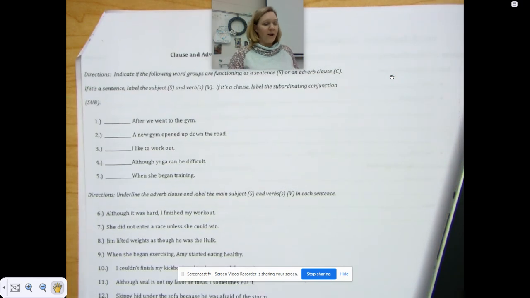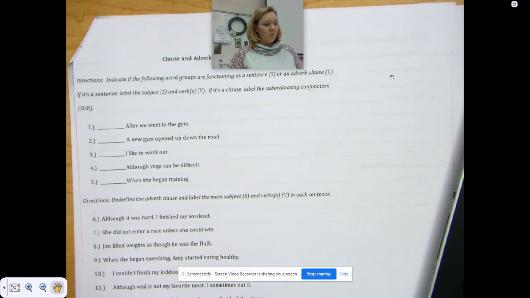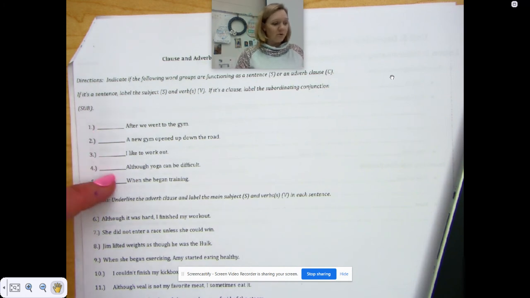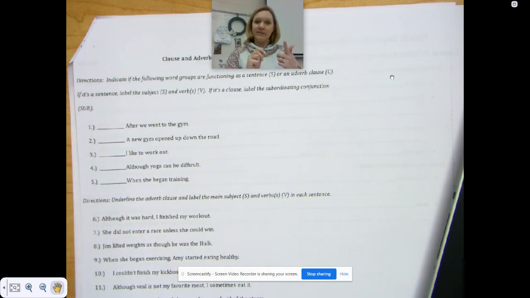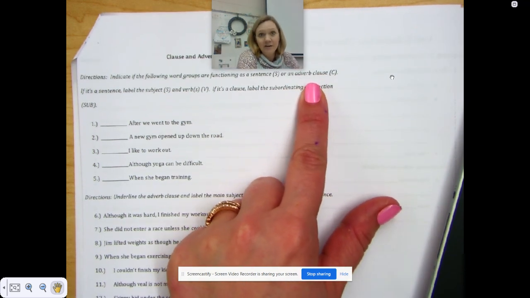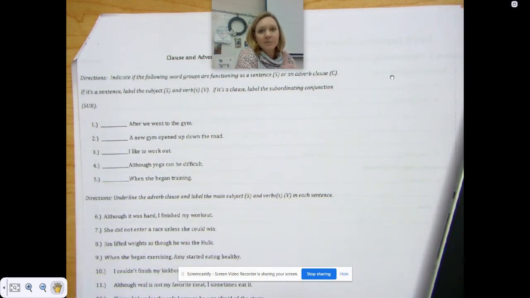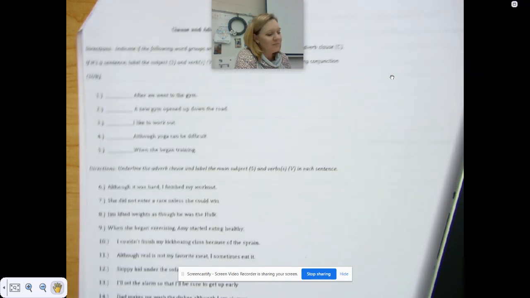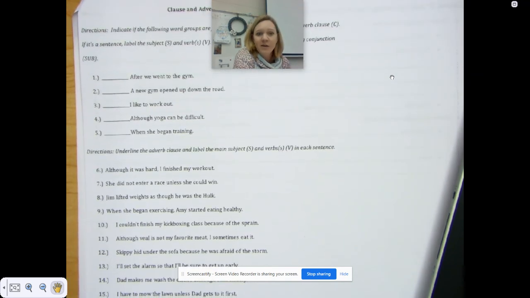So when we look at the practice, there are two parts to it. They want us to, on the top half, indicate if the following word groups are a complete sentence, that means it has a subject and a verb and a sense of completeness, or if it's acting as an adverb clause. A really big indicator is that it won't have a sense of completeness, but remember, an adverb clause always has a subordinating conjunction. Down here in number 6 through 15, they want us to underline the adverb clause and label the main subject and verb or verbs in each sentence.